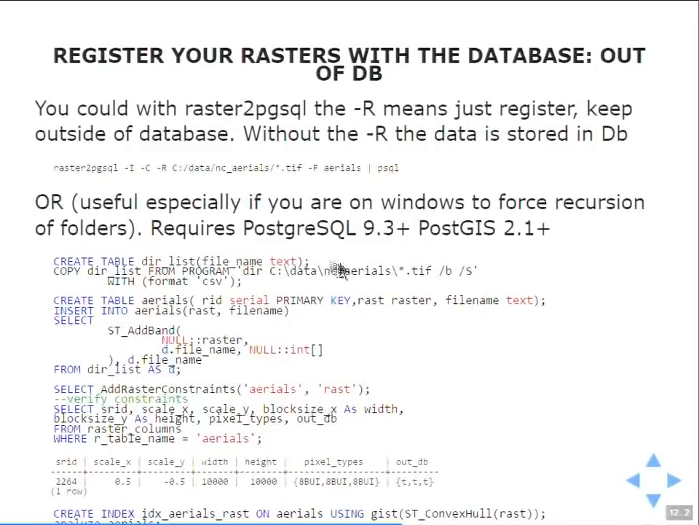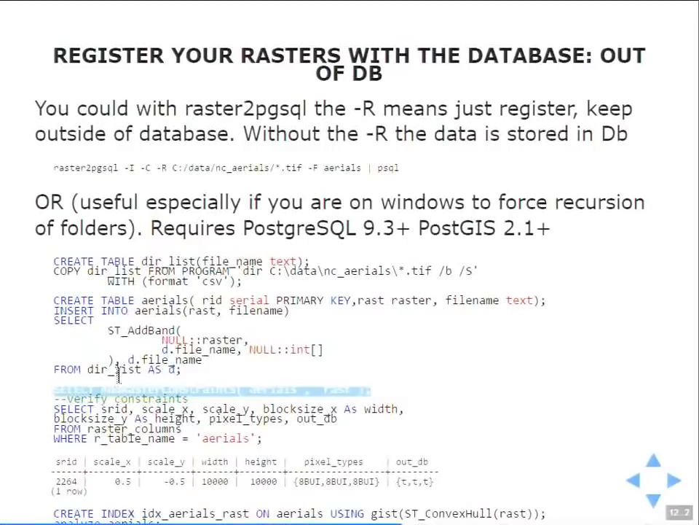So here I create a directory listing table, and I call the Windows dir command. Of course, in Linux you'd use the Linux command, which I forget what it is. It would basically recurse through all the folders, pick up all the TIFFs, and create a record for each TIFF in this dir list table. And using that list, I can then, with this PostGIS raster function, add all the bands to a null raster. This basically has the effect of saying, okay, here's the full path, create a raster, and bring in all the bands.